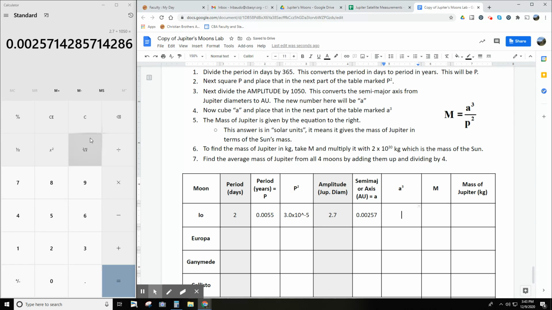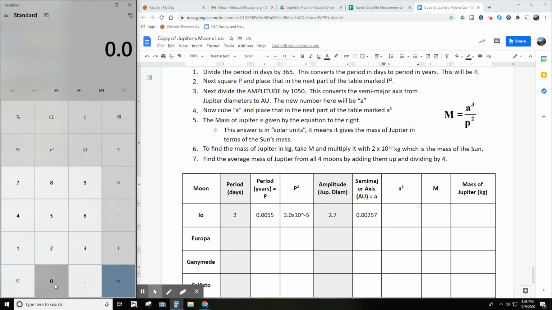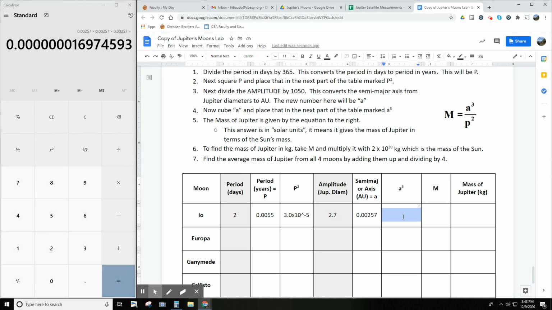Now we're going to take that number and we're going to cube it. So we're going to multiply it by itself: 0.00257 times 0.00257 times 0.00257. Okay, so that's the cube of that number. Again, a very, very tiny number. And I'm going to put that all in here. 0.000000, that's 6 zeros. Actually, it's 7 zeros. And that's, I'm going to say 17. All right, so a tiny little number there.